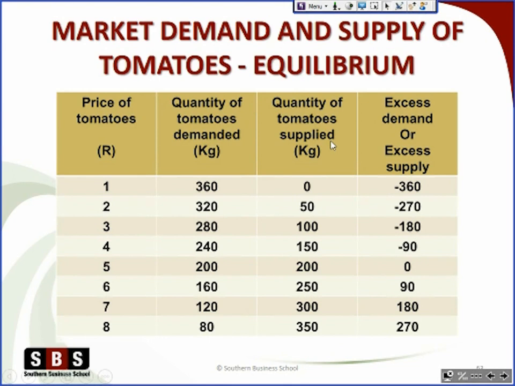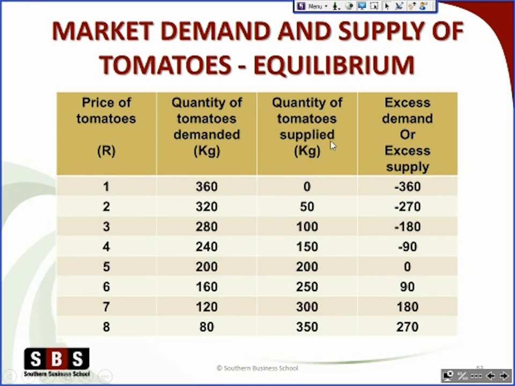Sorry? Why do you give 360 minus, why do you give a negative? It's because there's a bigger demand in the market than supply. Then that means there's an excess demand of 360. Don't let the negative figure worry you too much. You must just be able to work it out. Okay, don't worry too much about the negative figure.